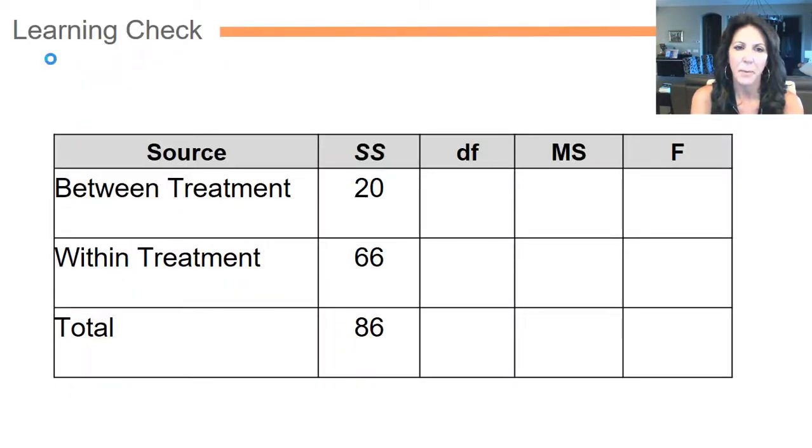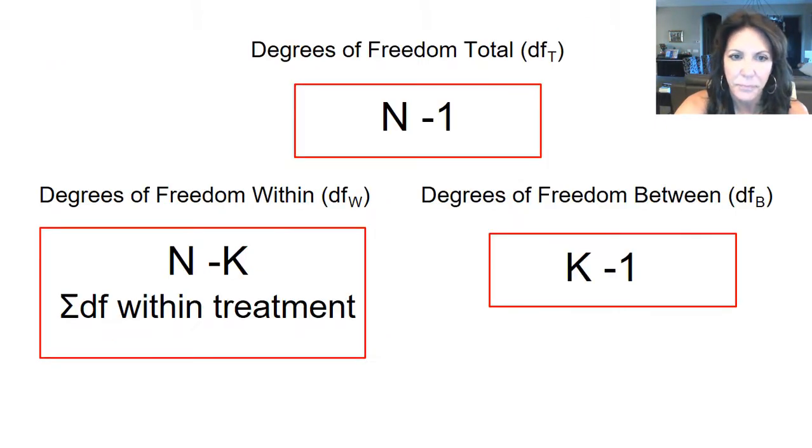So here's our data table, our ANOVA table, and I've went in and added in the sums of squares between treatment, within treatment, and total. Now we need to figure out our degrees of freedom. So we have 3 different formulas for degrees of freedom. The degrees of freedom total are going to be our total n minus 1. Our degrees of freedom within is n minus the number of categories that we have, or we just add up the degrees of freedom for each treatment. And finally, degrees of freedom between is the number of categories or groups that we have minus 1.